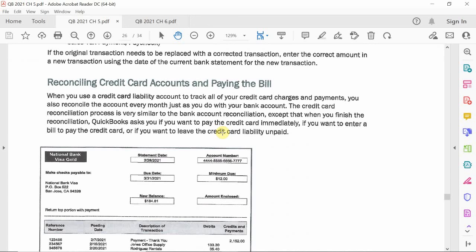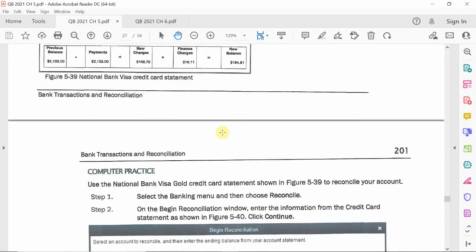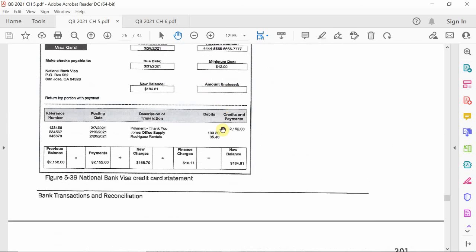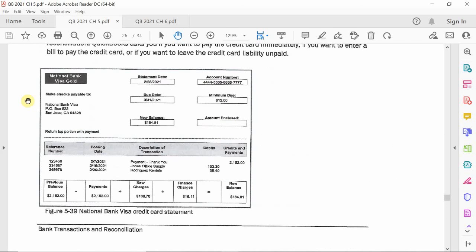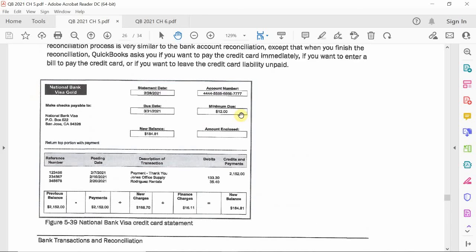Okay, and on top of that, when you do your reconciliation, you also get the option to either make a payment to your credit card or not. Now let's go ahead and take a look here on page 201. Here you have a picture of your credit card statement, and this is what we're going to do. Okay, we're going to reconcile our credit card.